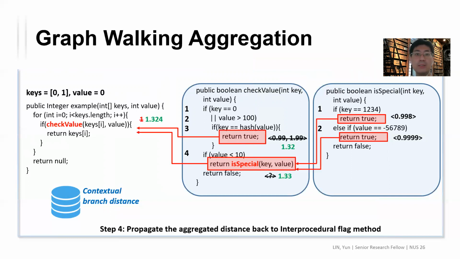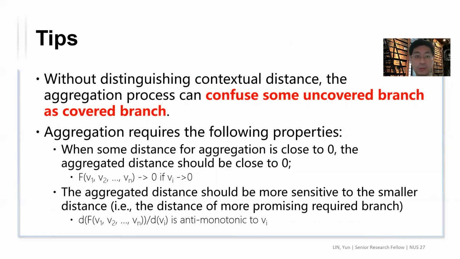After investigating all the contextual branch distances, we will further aggregate the branch distance from multiple paths. In this example, we will aggregate the branch distance from line 1 and line 2 in the method isSpecial. Then we propagate the aggregated branch distance back to the initial interprocedural flag method. By this means, the original Boolean flag will be replaced with a continuous value with gradients, allowing us to facilitate SBST effectively. Here are a few tips for our graph walking aggregation algorithm.